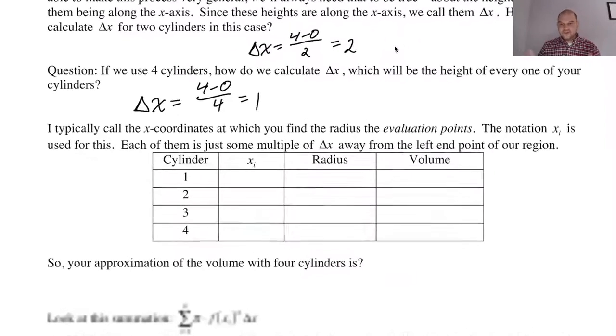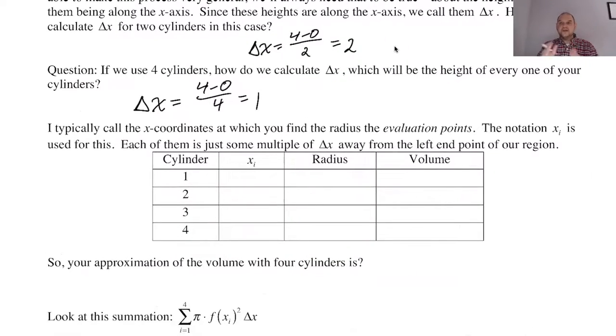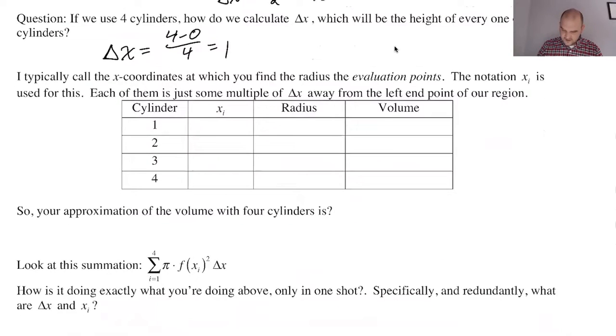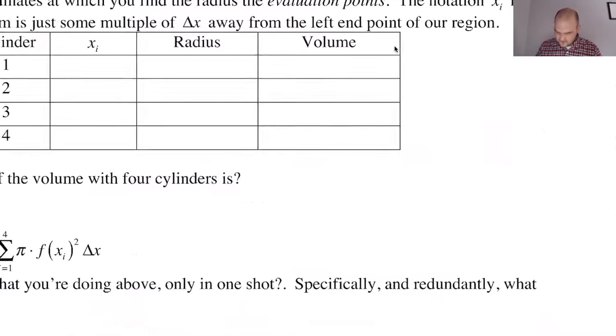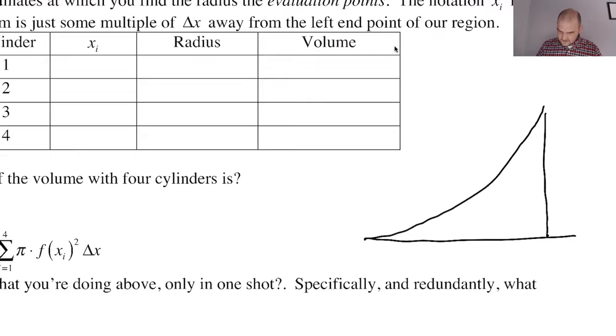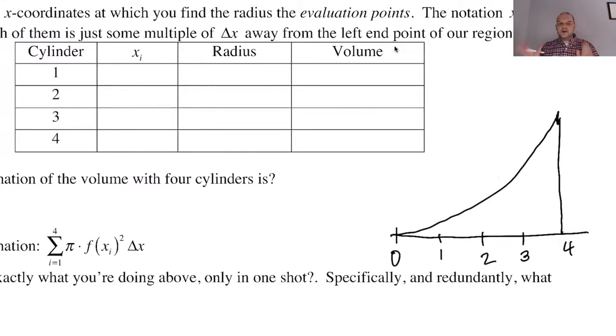So what we want to do is find what are called evaluation points. These are the points at which you evaluate the radius. In this space over here, I'm going to draw the region again, something like this. This is 4, this is 0, and this will be 2, 3, and 1. We call them x sub i. Those are your evaluation points.